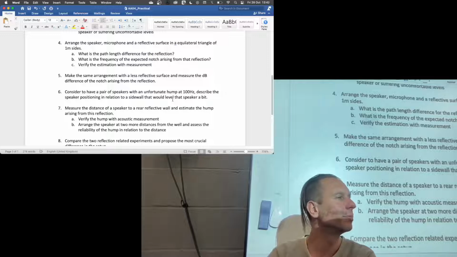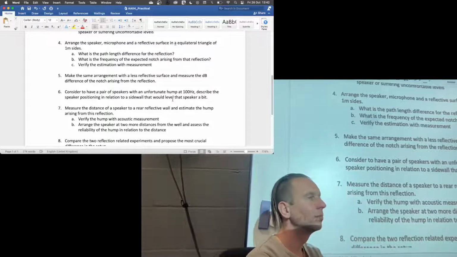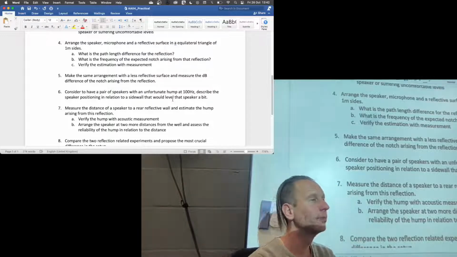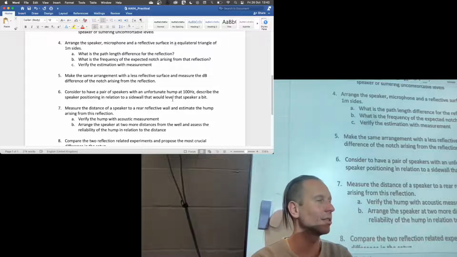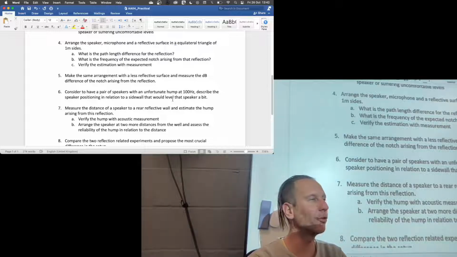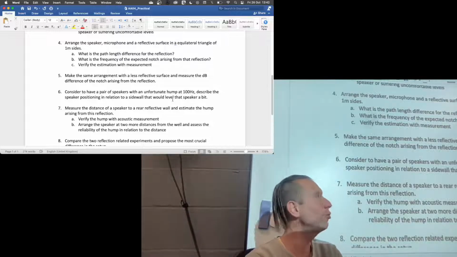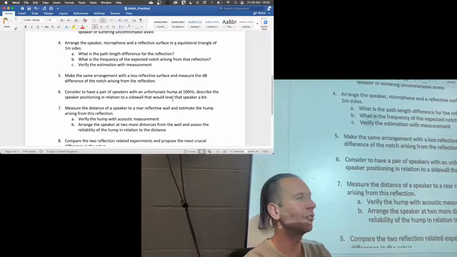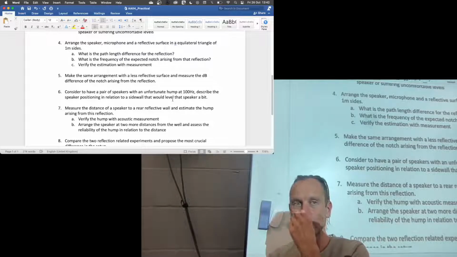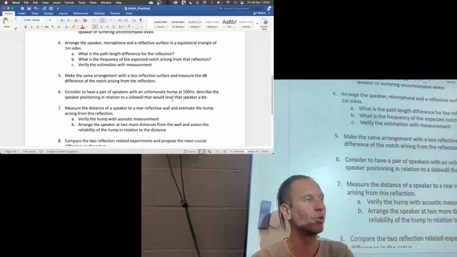Yes? Forgive me if I'm going to re-explain this, but I just want to get the actual concept. So you're asking us to get a speaker that peaks around 100 Hertz? No. This is a mental exercise. I don't have a speaker for you. You should try to think of it. It's going to expand on your ability to consider some geometry.